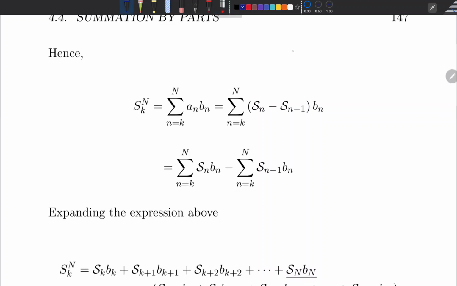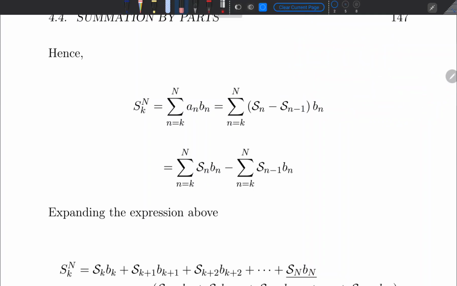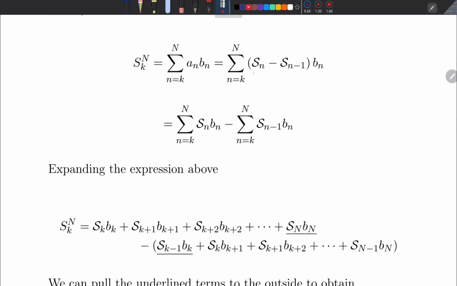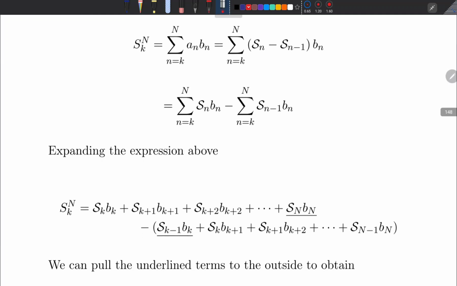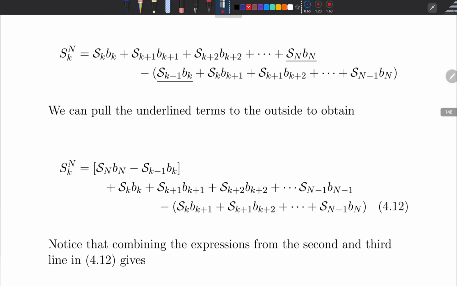Basically, it says that if s sub n is the sum of the nth term, and s sub n minus 1 is the sum of the n minus 1th term, then s sub n minus s sub n minus 1 is your a sub n. Yeah, I just learned this in my 10th grade. And now we can just expand this into different sums. And now we can expand both of these sums, and we can pull the underlined terms to the outside to obtain.